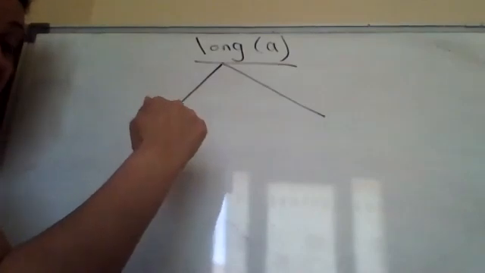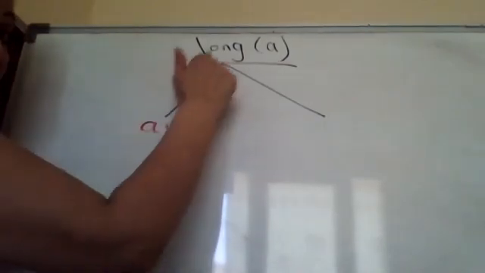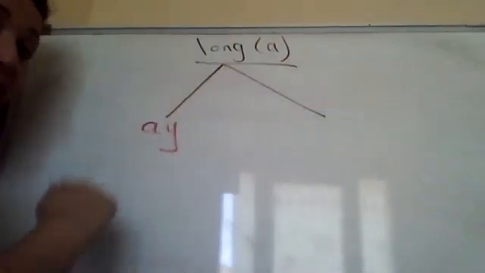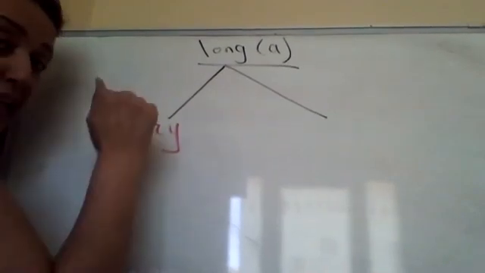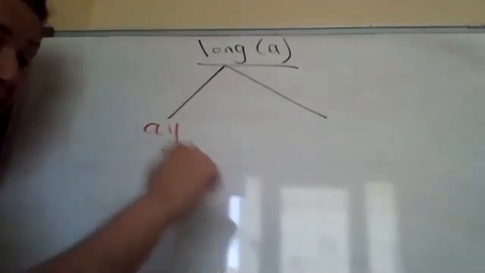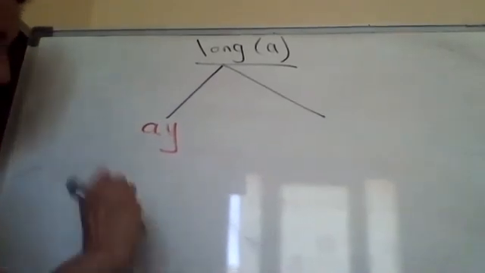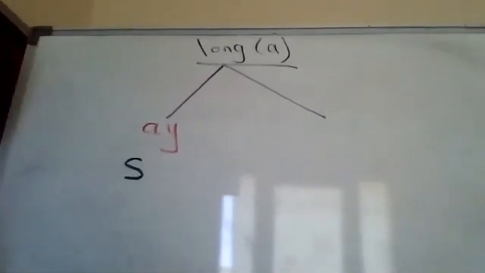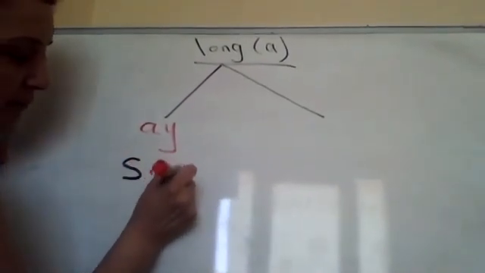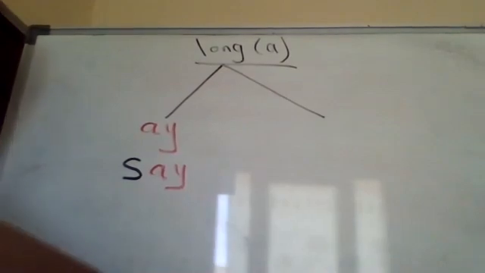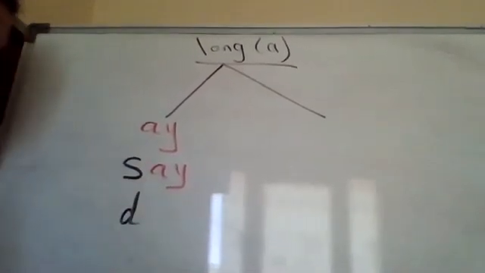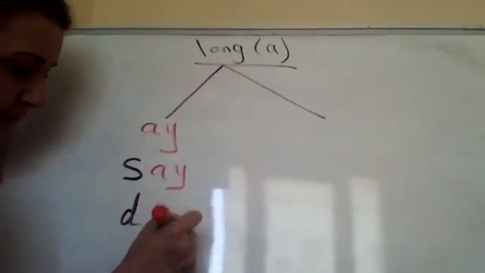This is the pronunciation of the two letters, A. In the name, we call it long A. In the pronunciation, it's A. And when I see A-Y in the word, I pronounce it A. Like in the word say: S, then I will put A-Y. Say. Another example is the word day: D, then A-Y. We pronounce them day.